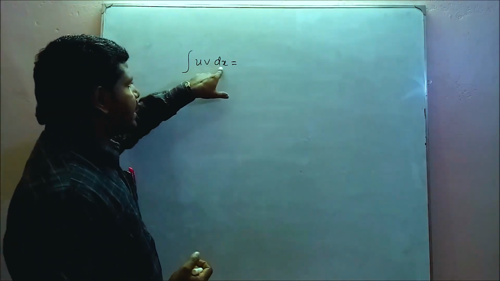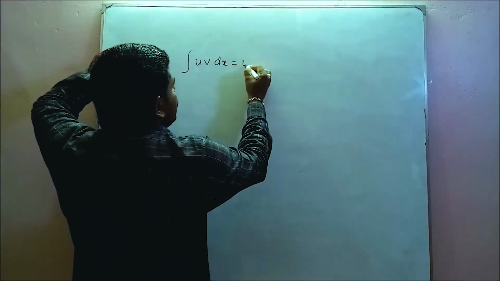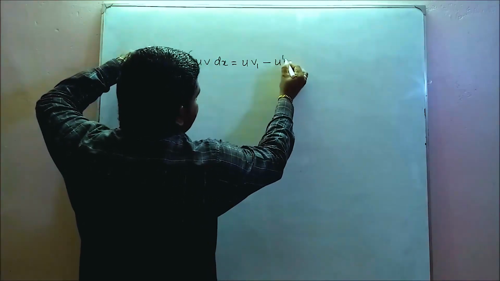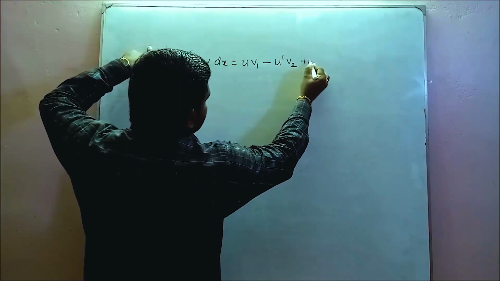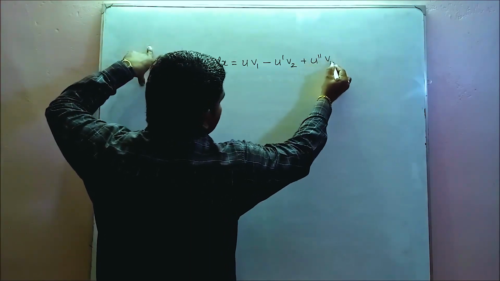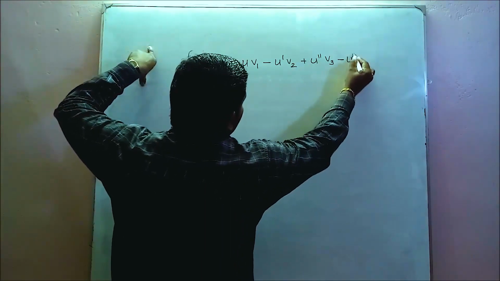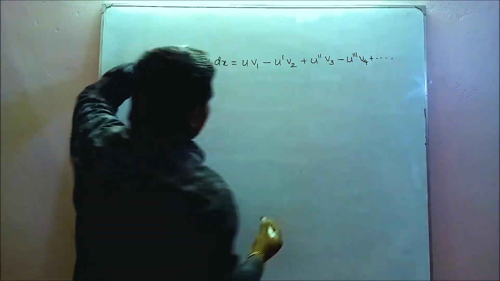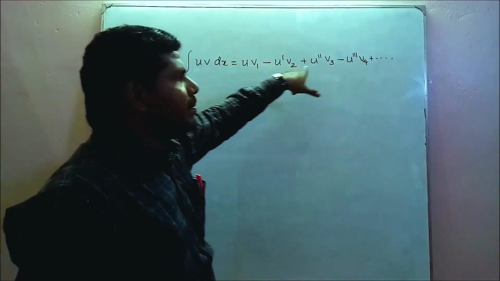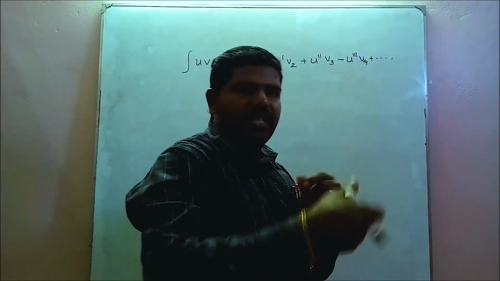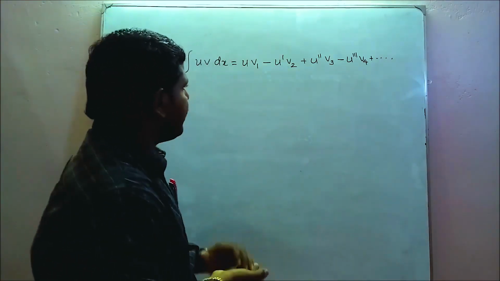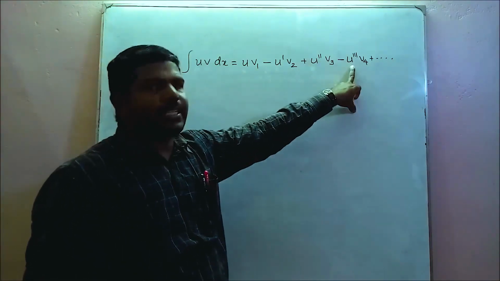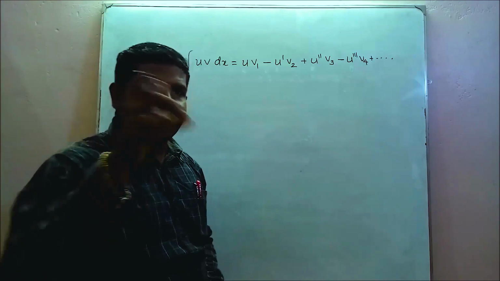Integral of u v dx is equal to u v1 minus u dash v2 plus u double dash v3 minus u triple dash v4 plus etc. So alternately comes plus and minus. So ஓவர் டைம் with plus minus மாறி வரும். So u dash, u double dash, u triple dash are all successive derivatives.